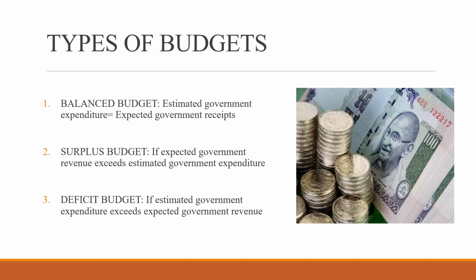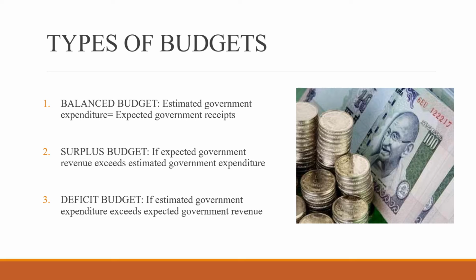Surplus budget. The government earnings from the taxes levied are greater than the amount which the government spends on public welfare. That is, if the expected government revenue exceeds estimated government expenditure, then we'll have a surplus budget. Such a budget can be implemented at the times of inflation to reduce aggregate demand.